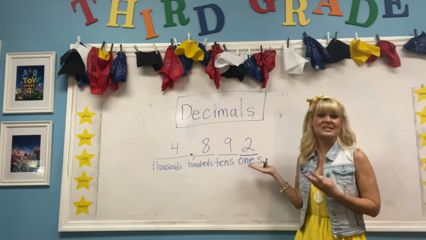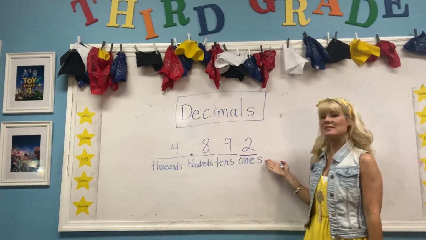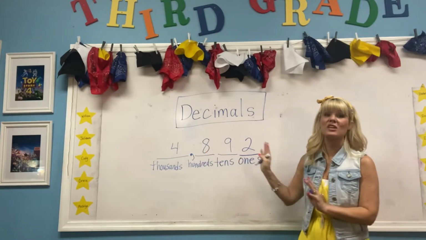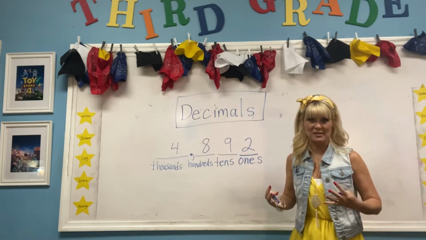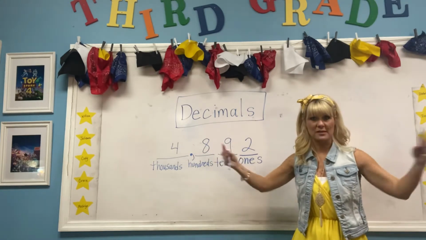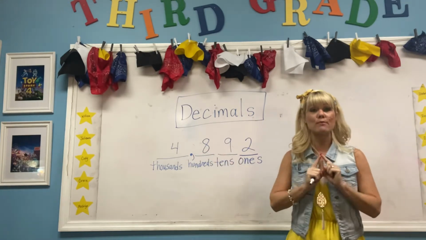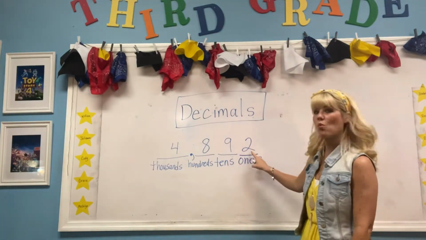But we know that sometimes there's numbers that are not just ones, tens, hundreds, and thousands. We know we can go even bigger than that. We can go 10,000s, 100,000s. We can just keep going, right? We can go millions and billions and trillions. But we also know there's numbers smaller. There's actually numbers smaller than just the ones place, right?